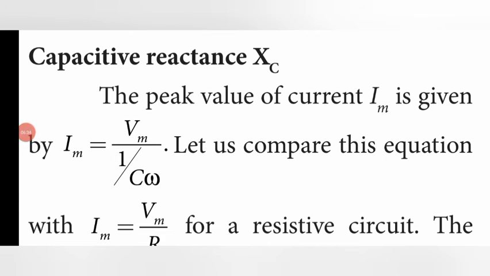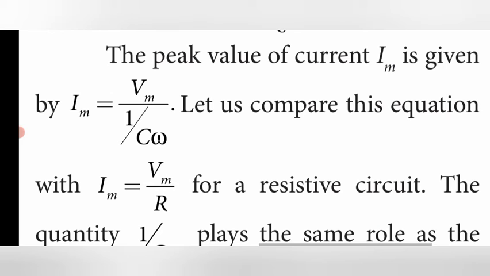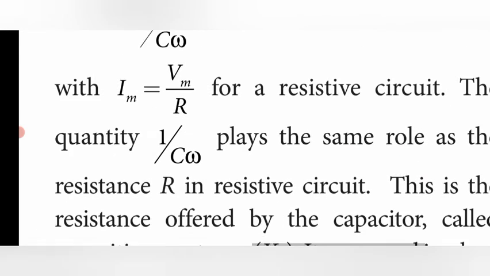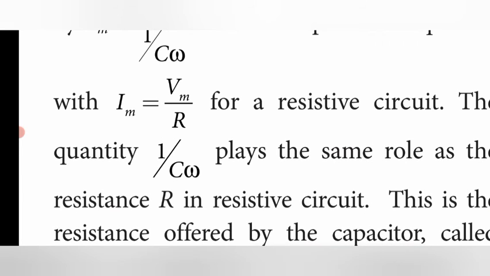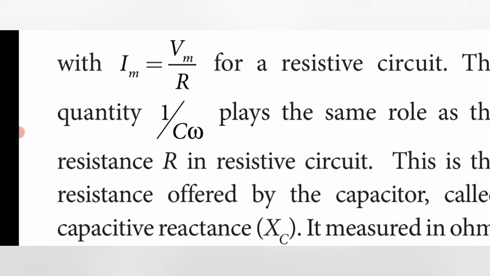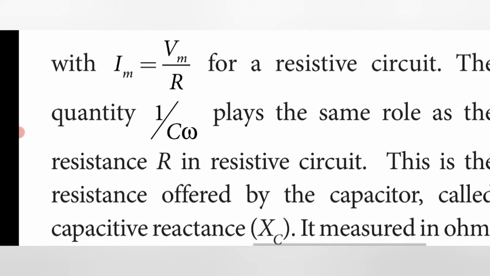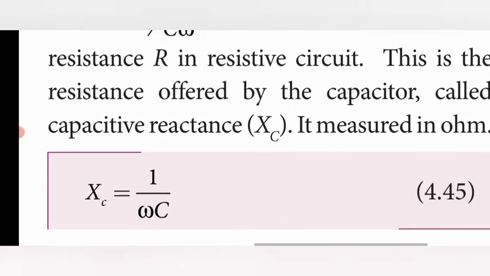So next one is the capacitive reactance XC. This is also the resistance value of the capacitive circuit. So the peak value of the current can be denoted as Vm divided by 1 by C omega. Here the 1 by C omega part is considered as the resistive part of the capacitive circuit, and it plays the role of resistance, so it can also be denoted as R. That is the resistance of the capacitive circuit, measured in ohm. It can also be turned into the form of a frequency.